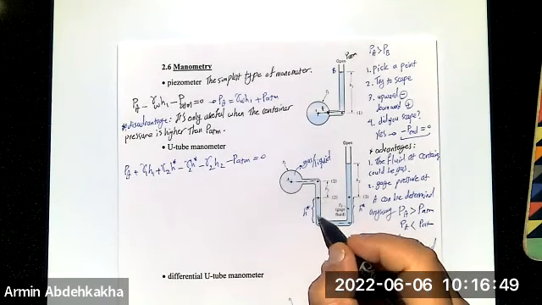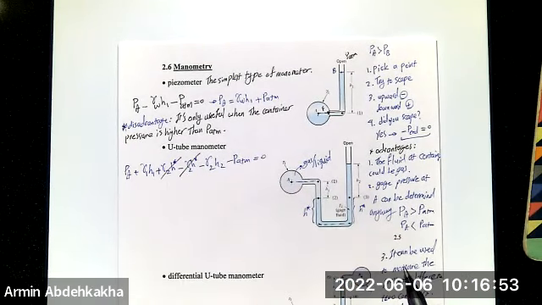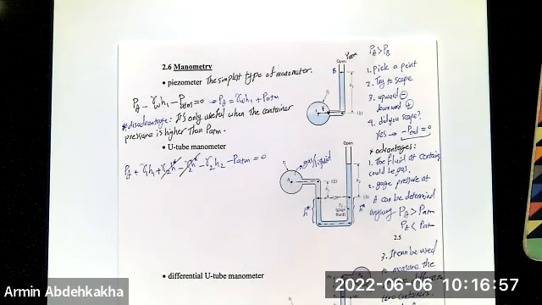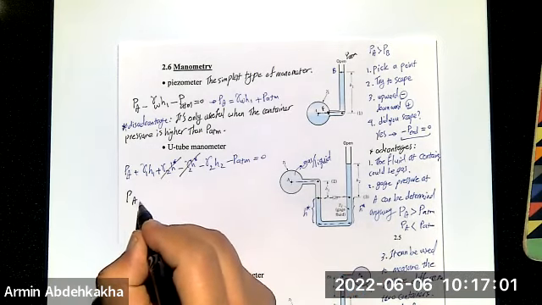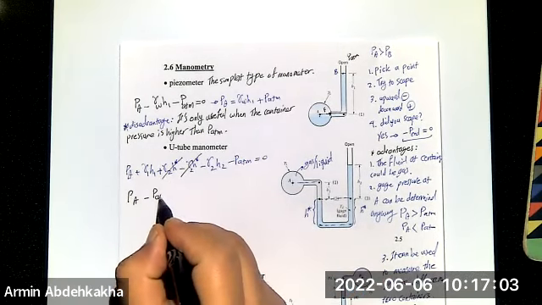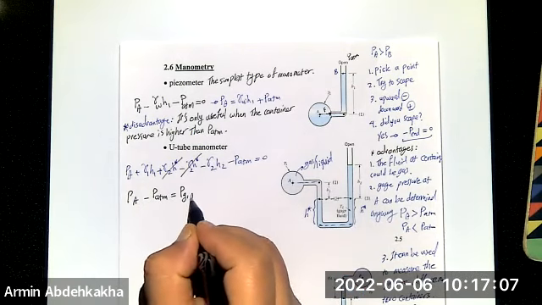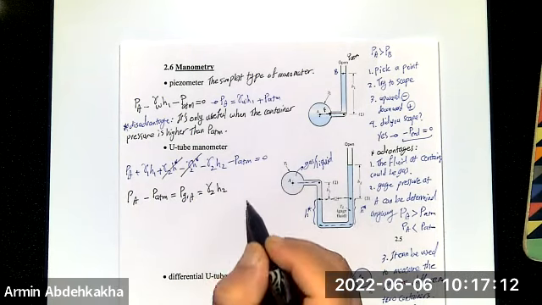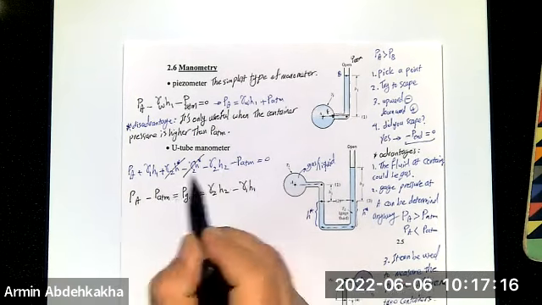Whenever you don't know what H star is, these two for sure are going to cancel out. Or you can jump from this point here because you know the answer would be the same. Then PA minus P atmosphere, or P gauge at A, is equal to gamma 2 H2 minus gamma 1 H1. I bring these to the other side.